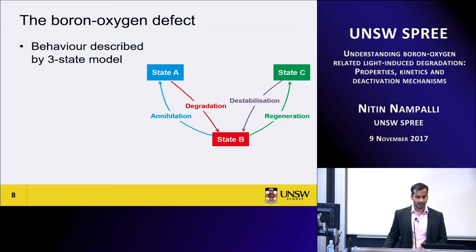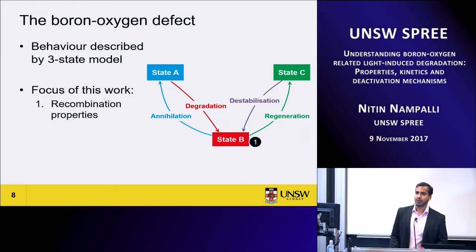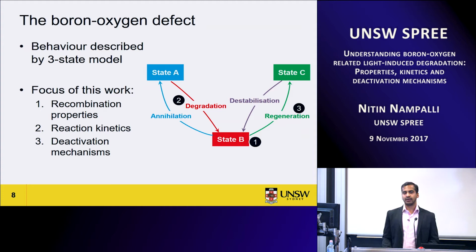In this work, I'm going to focus on three aspects. One is the recombination properties of the defect in its recombination active form, which is state B. I'm also going to be looking at the reaction kinetics of some of these reactions. And lastly, I'll be looking into the mechanisms underlying the permanent deactivation.